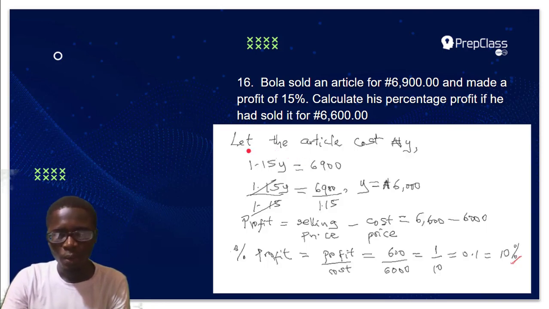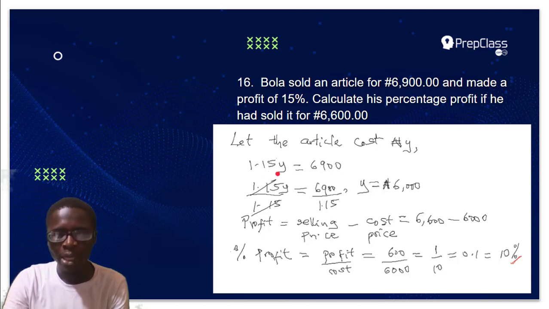Now, we said we don't know the price of this article, so let's call the price Y. Since he gained a 15% increment, it simply means 100% plus 15%, and that will give us 1.15. So this is equivalent to 115% of the article price, and that is why we have 1.15Y.